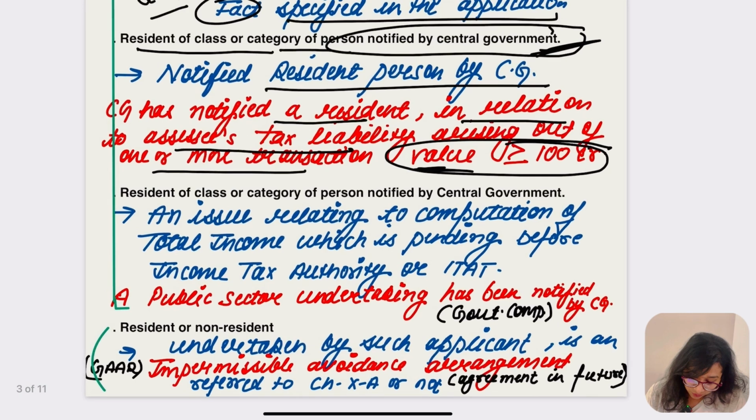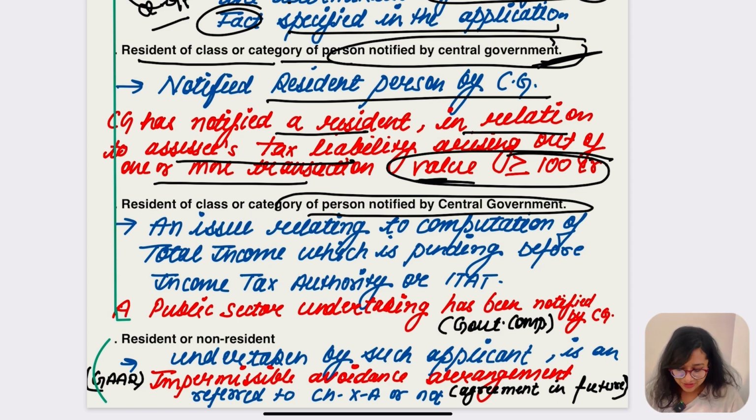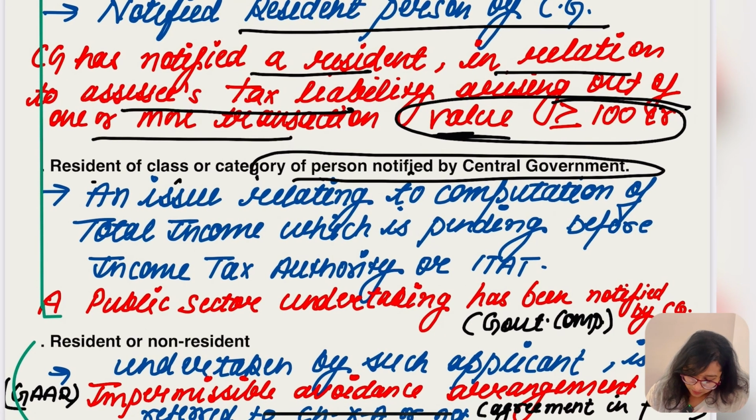The fourth is the resident of a class or category of persons notified by the Central Government. Is this a repeating condition, a repeating applicant? Because the third was also stating that the resident of a class or category of persons is notified by the Central Government. Again the fourth says the same. Here we are talking about PSUs, public sector undertakings.